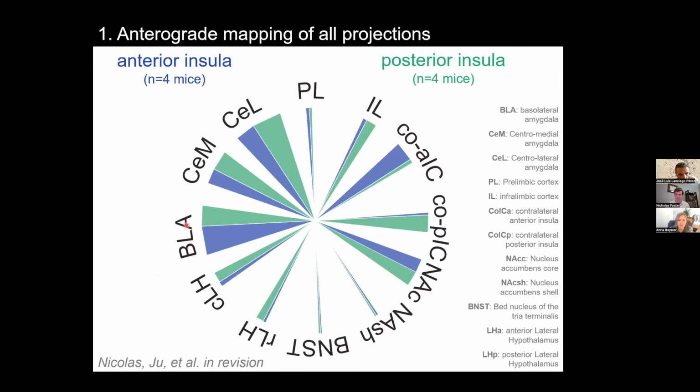So here, for example, you can see that for the BLA, the densest projection is from the anterior insula, not the posterior, and in the contralateral anterior insula, it's 90% projection from the anterior insula.